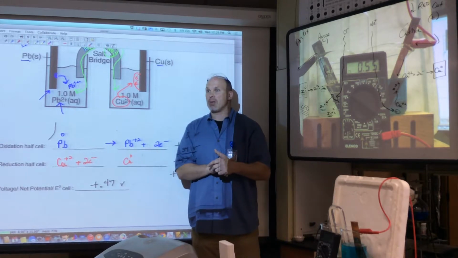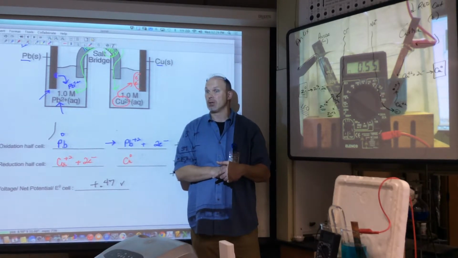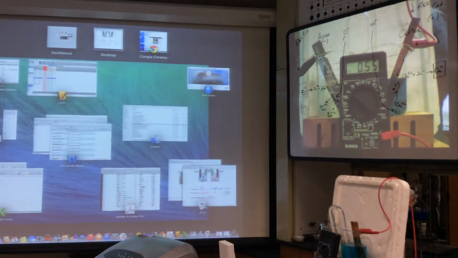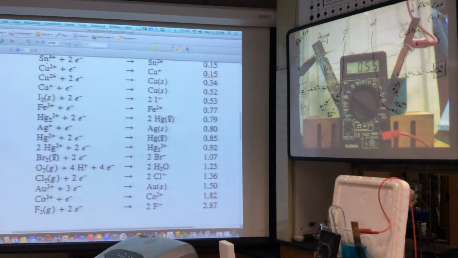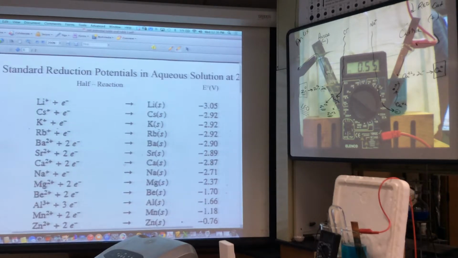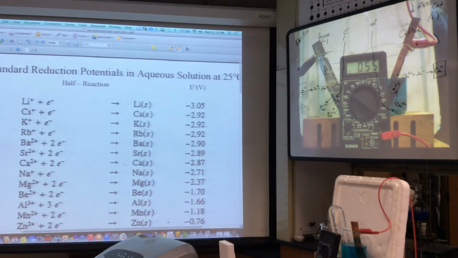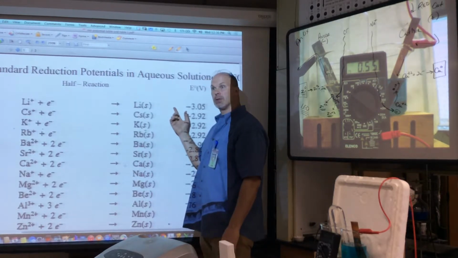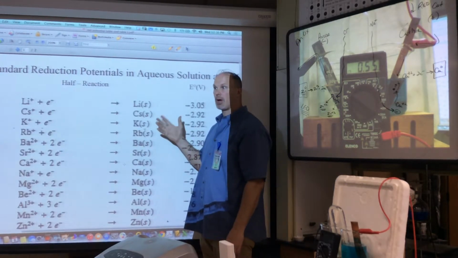Can anyone guess who would give me the greatest voltage? Which metal? This is really important. Let's go back to our chart. Which metal would give me the greatest voltage? Lithium. Ever hear of lithium-ion batteries? That's why they use them. And they're actually very light.